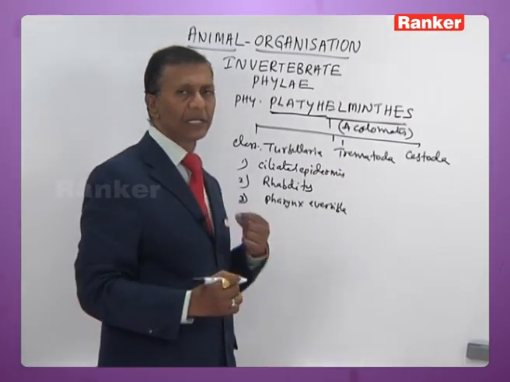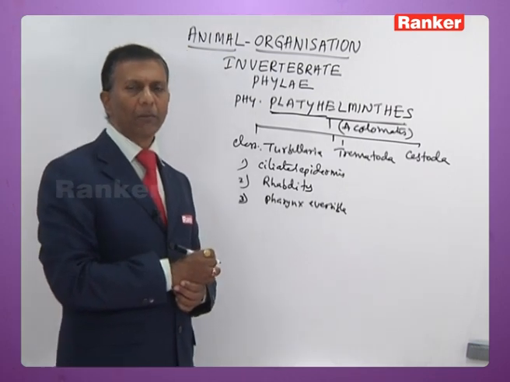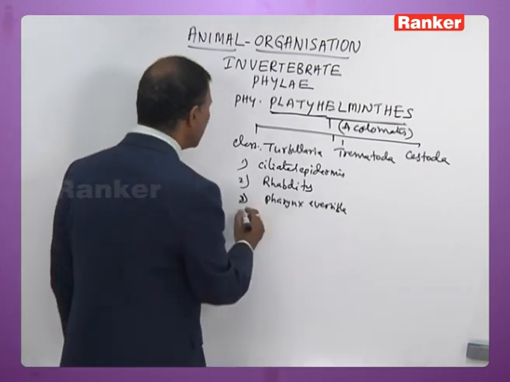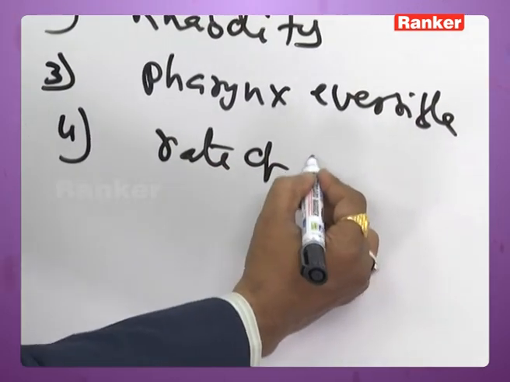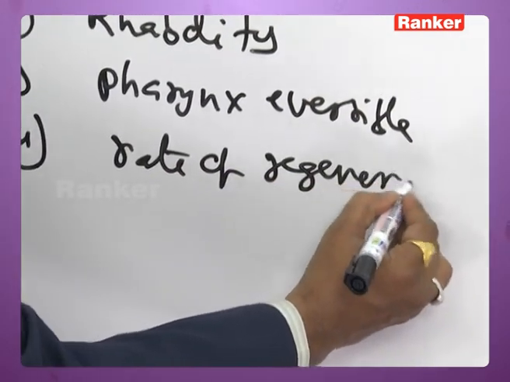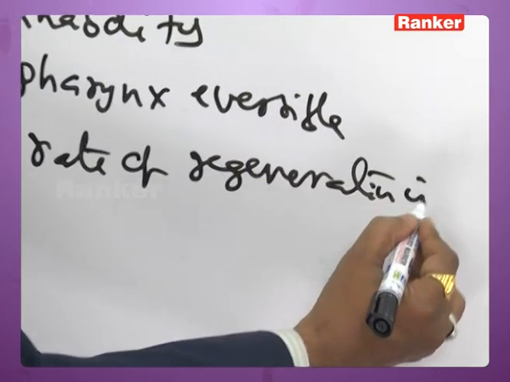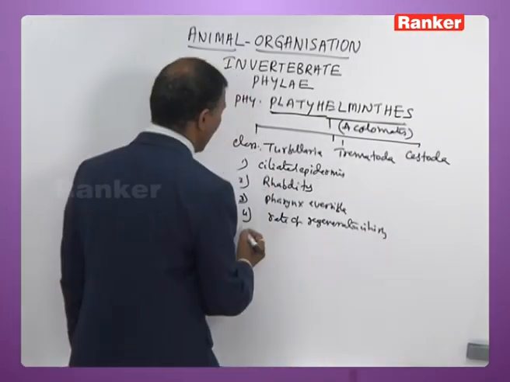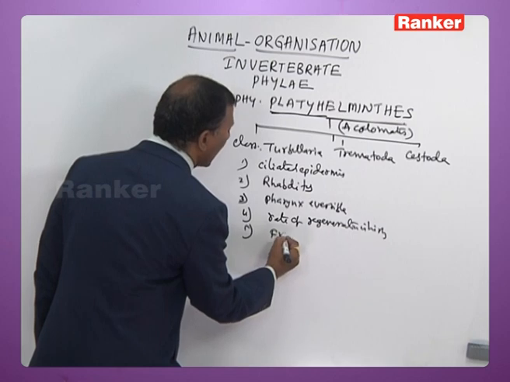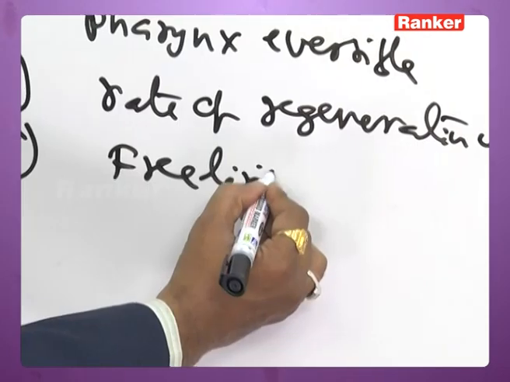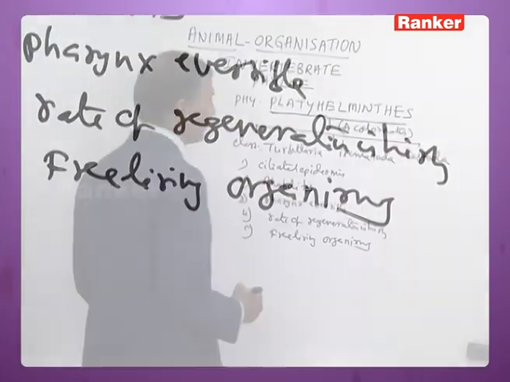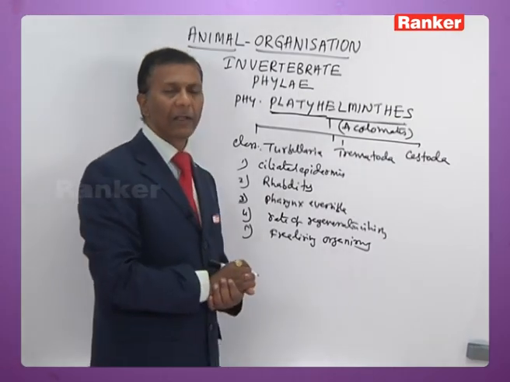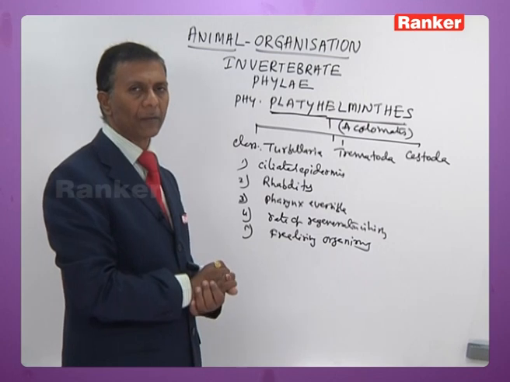Irreversible pharynx is present. It starts protruding out through the mouth and they exhibit the highest rate of regeneration. Rate of regeneration is high, and they are all free living organisms. Turbellarians are the free living organisms among platyhelminthes.